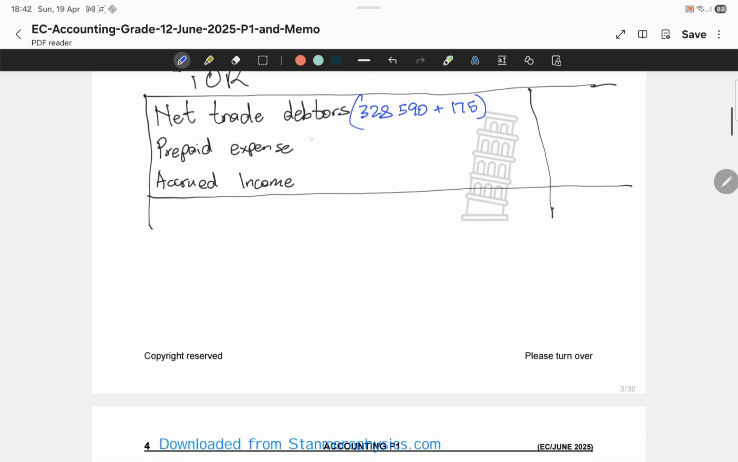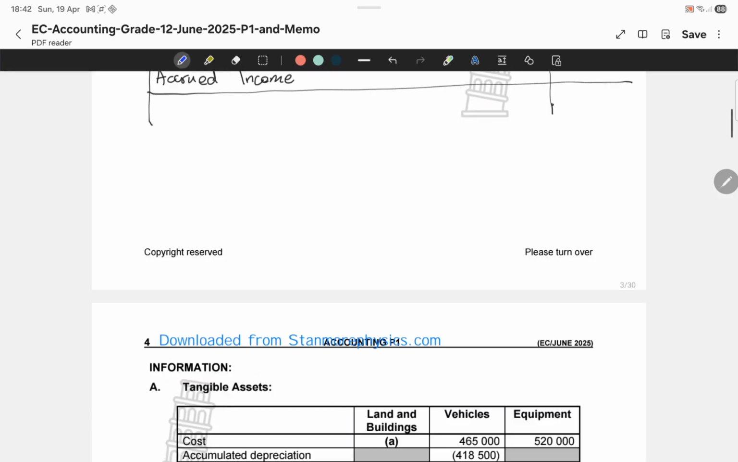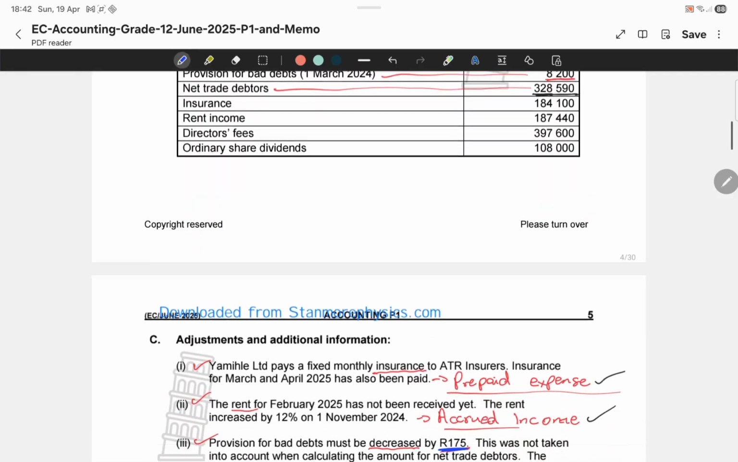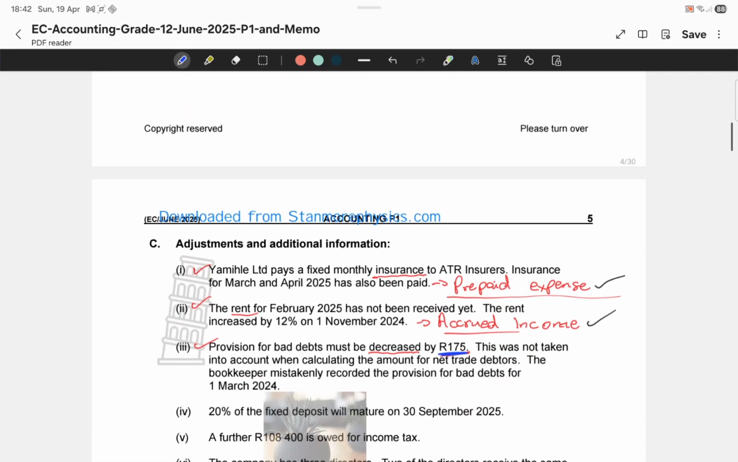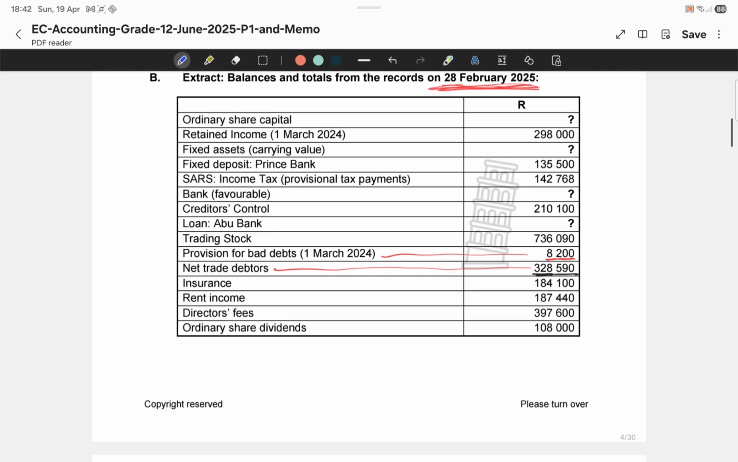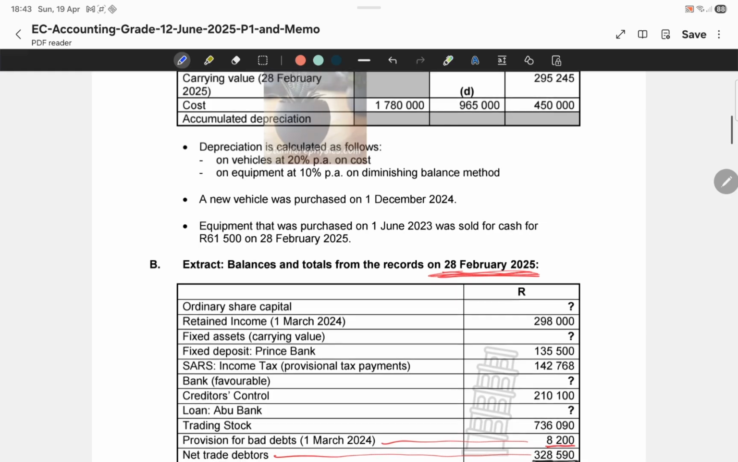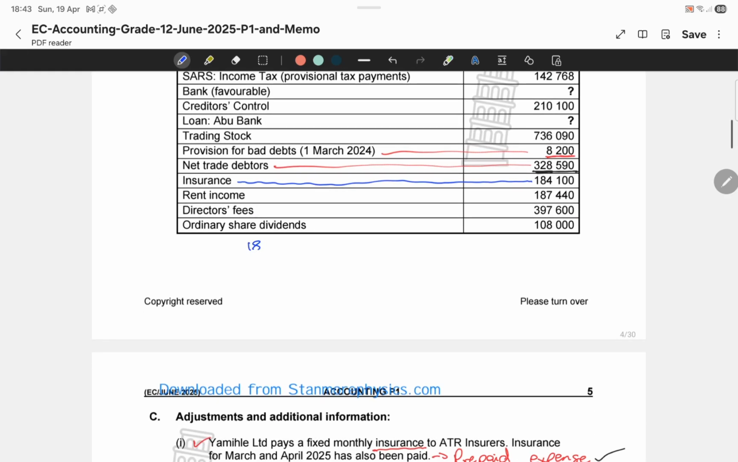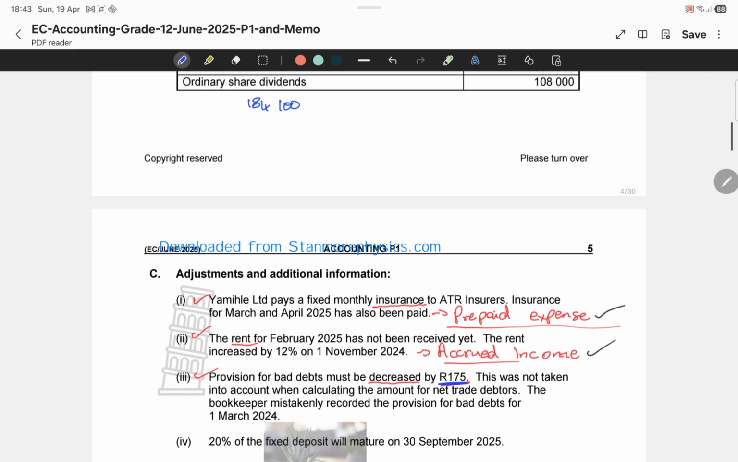Let's continue with the prepaid expense. When reading the adjustments, we found out that we have a prepaid expense which relates to the insurance amount. Okay, so let's check the trial balance. In the trial balance we are given, let's check, okay, insurance, here it is. We are given 184,100 as the amount for insurance. Okay, they said that the insurance for March and April 2025 has also been paid.